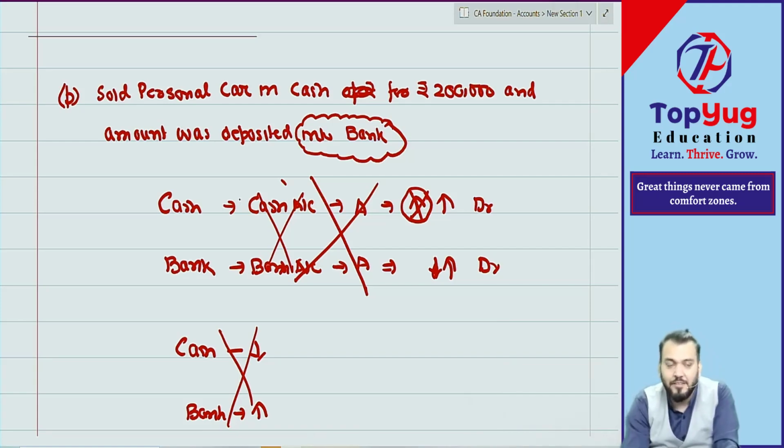Bank is correct, but somehow the other aspect is not correct. You want to say something? No, that is also wrong.